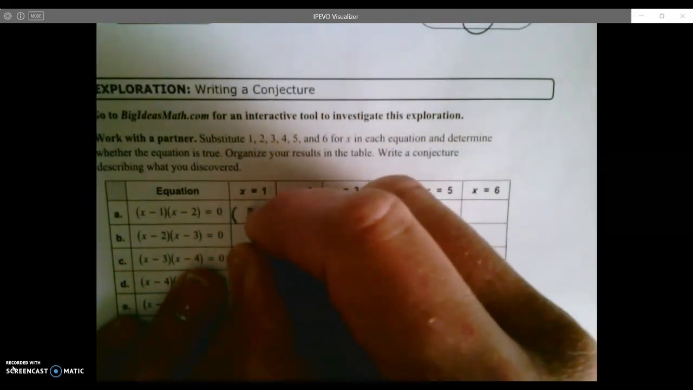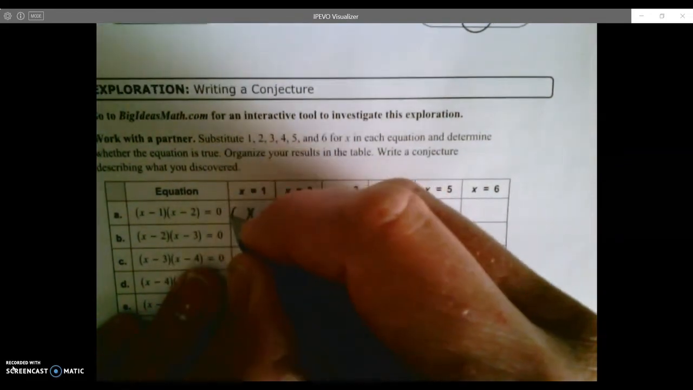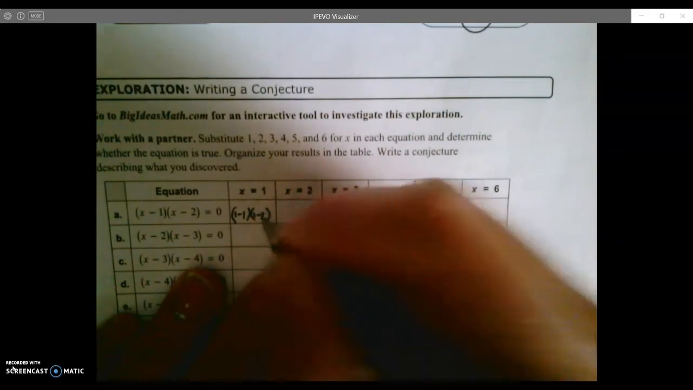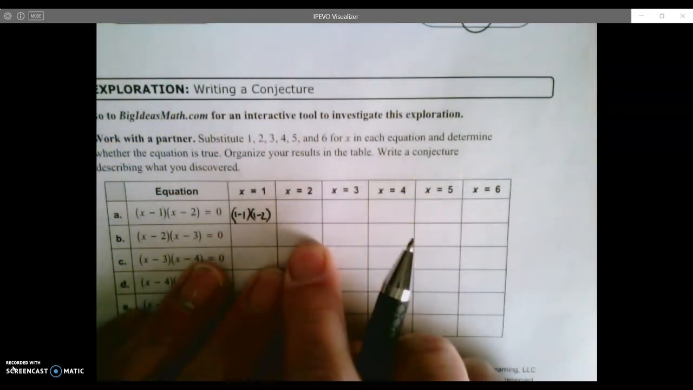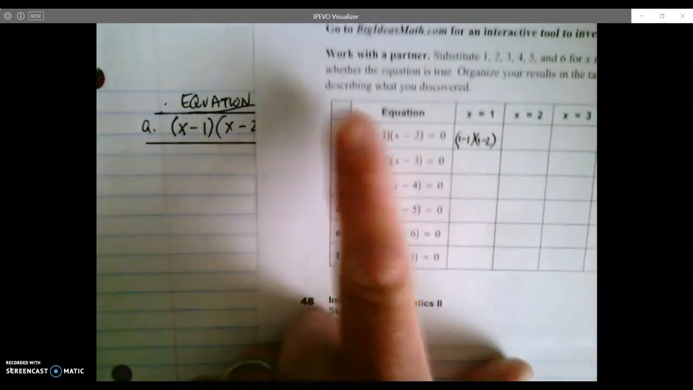Here's what we'll do. For this video, what I'll show you is you're going to plug in 1 here and 1 here. So it's 1 minus 1, 1 minus 2. Now, I already ran out of room. I haven't even figured it out. So let me go ahead and rewrite this a little bit bigger. Okay, so I've rewritten it a little bit larger. And again, here's the equation.